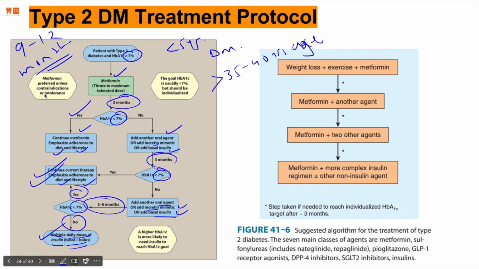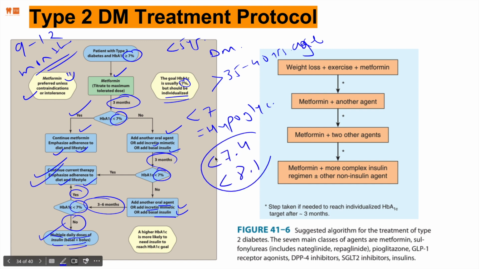Metformin is preferred unless contraindicated, so it's first line. Goal of HbA1c is usually less than 7. So for a diabetic patient, we want less than 7, but it should be individualized because for some people, less than 7 can also equal hypoglycemia. So their target becomes less than 7.4 or less than 8.1, depending on the individual. But overall, 7 is key. A higher HbA1c is more likely due to the need for insulin, so multiple insulin injections, okay?